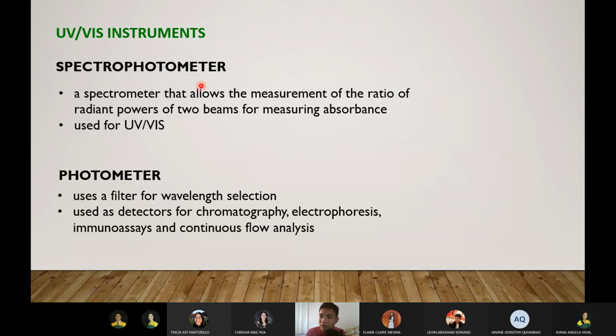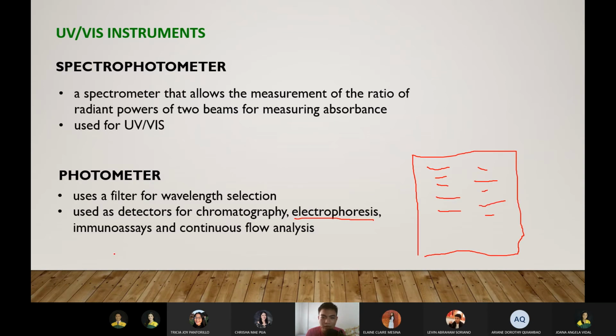Ito na lang, and nilagyan niya yung application. So for UV-vis, we use spectrophotometer for photometers. This is sometimes used for chromatography, electrophoresis, immunoassay, and continuous flow analysis. So sa electrophoresis, ito yung ginagamit for sequencing of amino acids. Pag nag-biochem kayo, madadaanan niyo uli yan, electrophoresis. So this is used to sequence amino acids. So, ang graph niyan ay ganito. Basta pag ganyan-ganyan yung graph niyan. So, each line will correspond to a certain amino acid fragment. Basta sa biochem, dadaanan nyo uli yan. Okay?